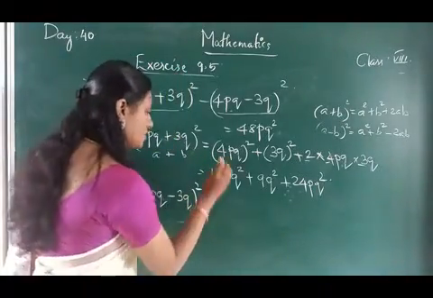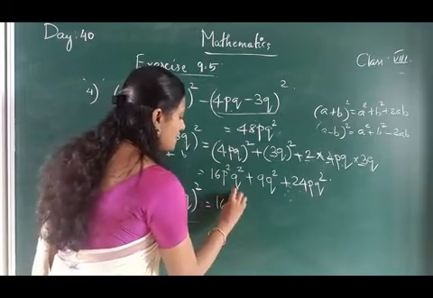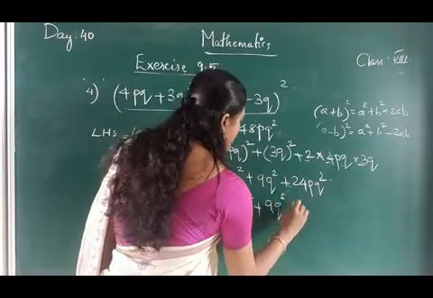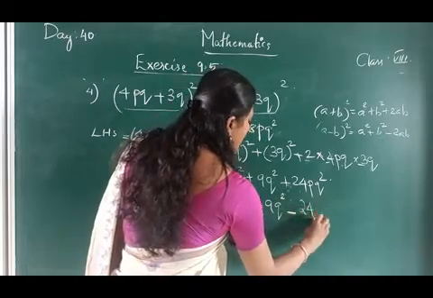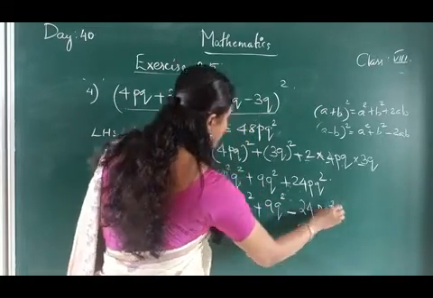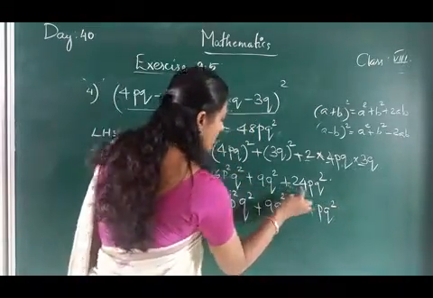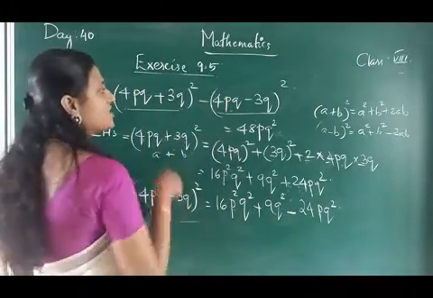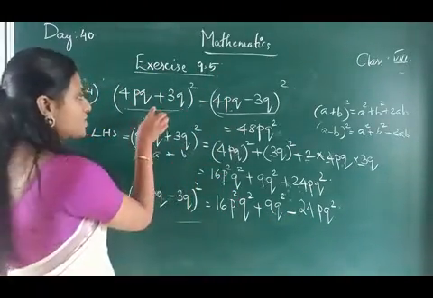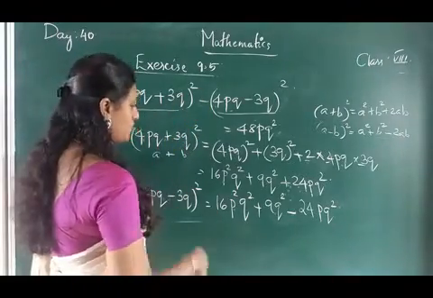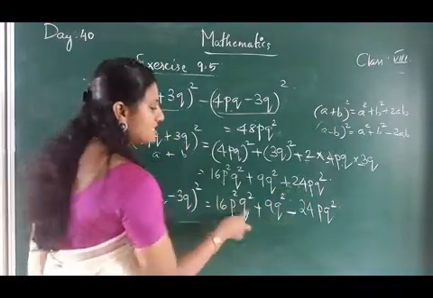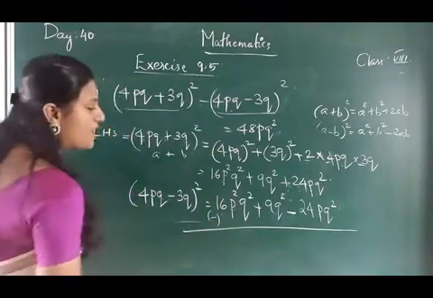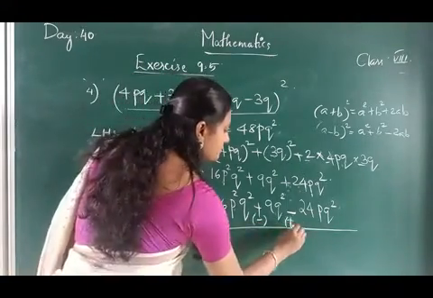Okay, so I'm writing 16p square q square plus 9q square minus 24pq square. A square plus b square plus 2ab, a square plus b square minus 2ab. Now what do we do on the LHS? Subtraction. We subtract the second one from the first one. So this is the first term and this is the second expansion and you have to subtract. Subtraction means you have to change the sign.